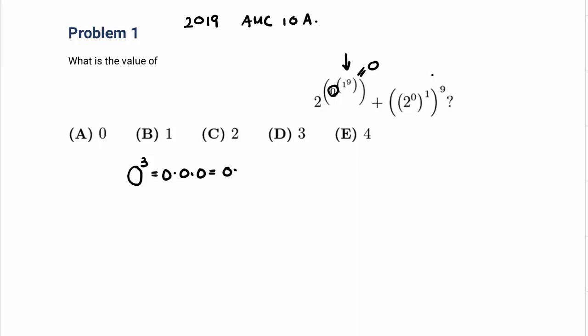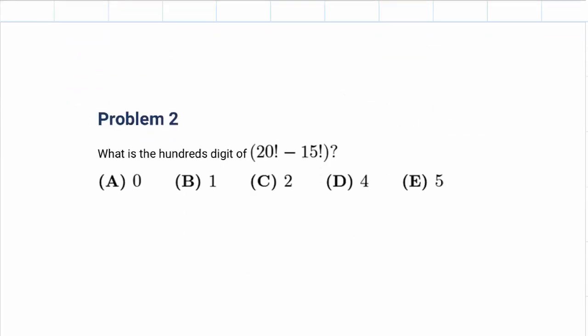Okay, this is 0. So we got 2 to the 0 plus another 2 to the 0. 1 plus 1 is 2. Yeah, this is an easy question. Now number 2.